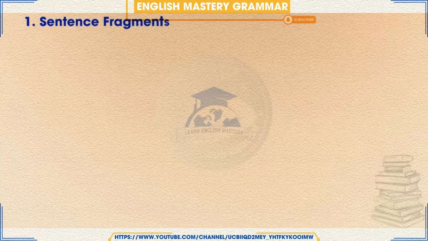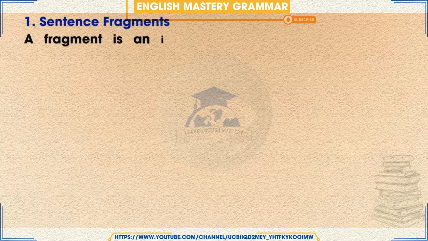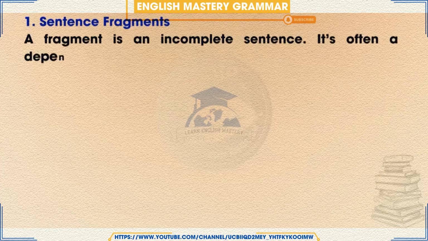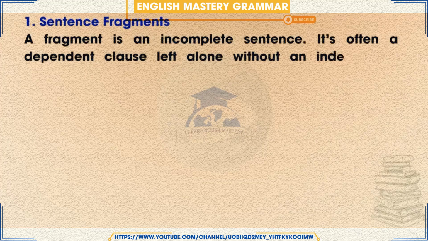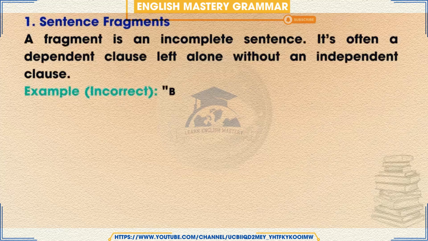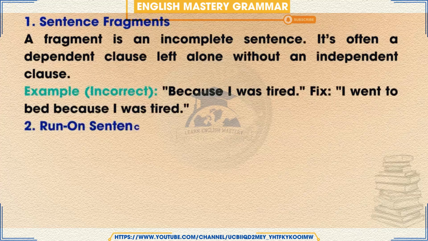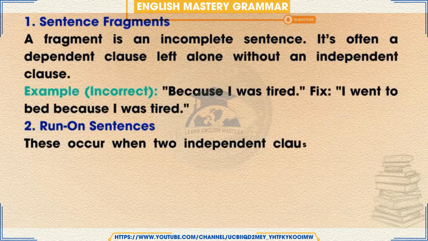Chapter 8: Sentence errors and how to avoid them. 1. Sentence fragments. A fragment is an incomplete sentence. It's often a dependent clause left alone without an independent clause. Example: incorrect. Because I was tired. Fix: I went to bed because I was tired.